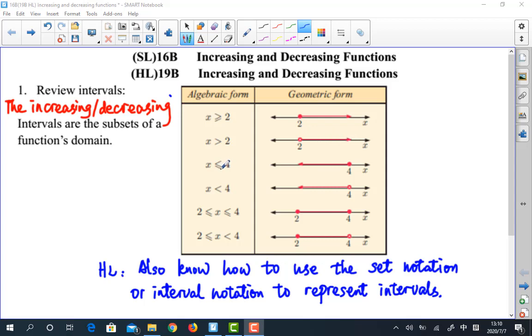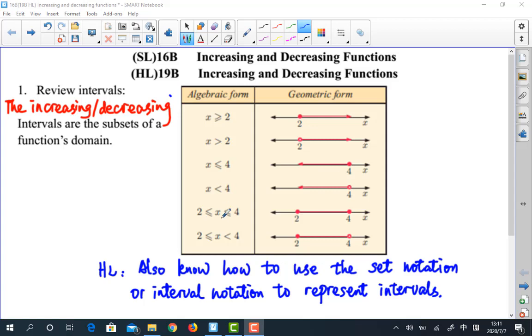So x is less than or equal to 4. There's an equal sign here. So you show all the numbers on the left side of 4, and this 4 should be a closed circle. x is less than 4: all the numbers on the left side of 4, and an open circle on number 4.